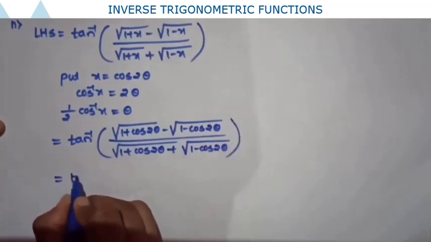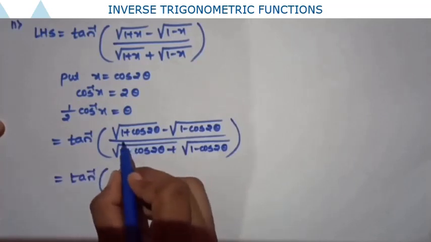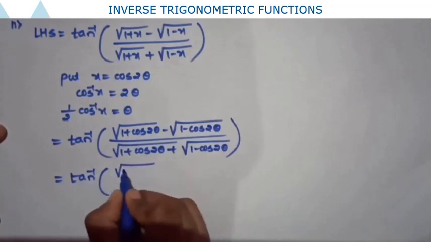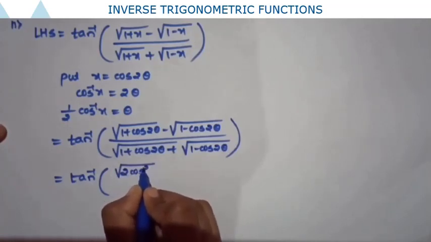Okay, so we have tan inverse of root of 1 plus cos 2 theta. This one you know, 1 plus cos 2 theta value is 2 cos square theta. Okay.